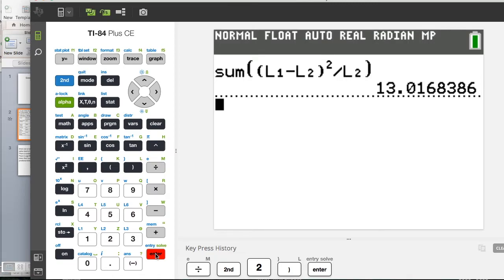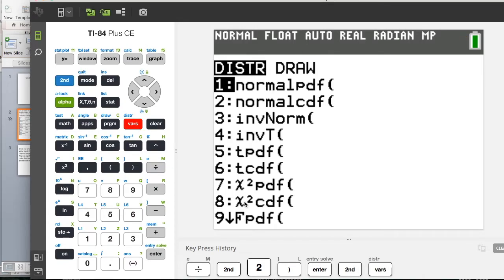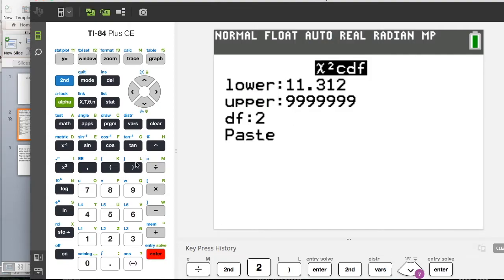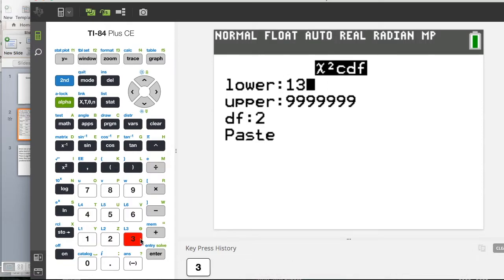So going back now to the problem, make sure you are writing down your expected values, and label your test statistic somewhere on the paper. Now we're going to find our p-value. To get our p-value, I'm going to go to the distribution menu. The chi-square distribution is number 8, so I'm going to go down to the 8. Our test statistic was 13.017. Our upper value, there's my obnoxiously big number, so we're good there.